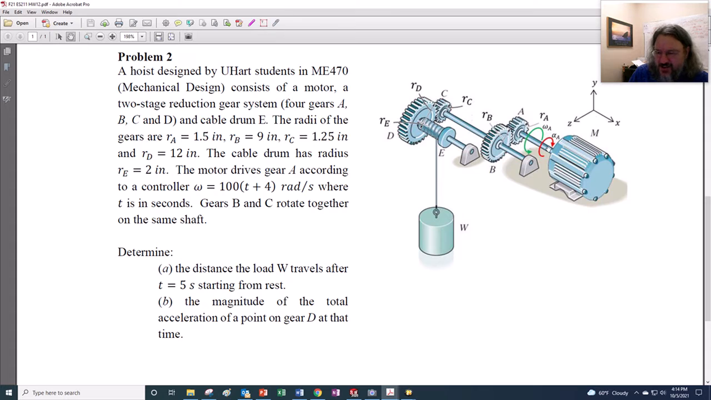And I think you can ignore that acceleration right there. Ignore that little arrow. I didn't intend that to be there. So anyway, the distance that load W travels after 5 seconds, starting from rest, and the magnitude of the total acceleration of a point on D right here.